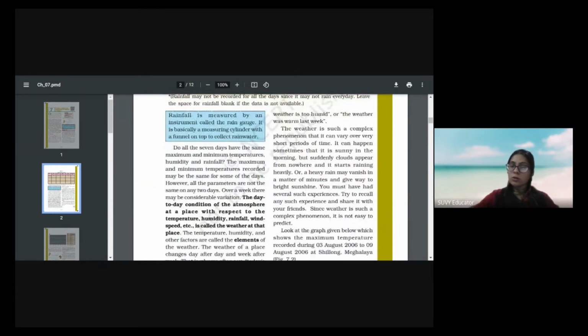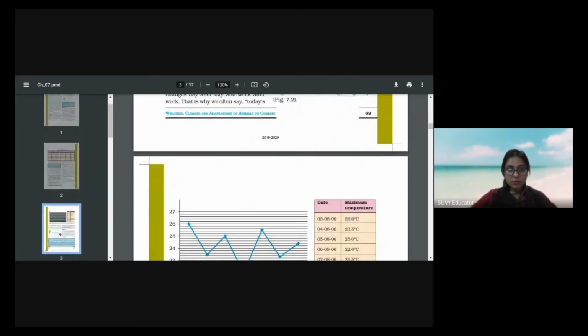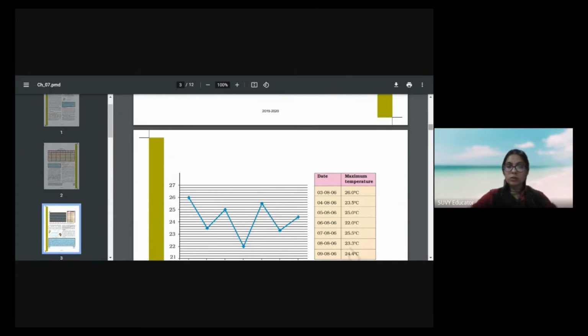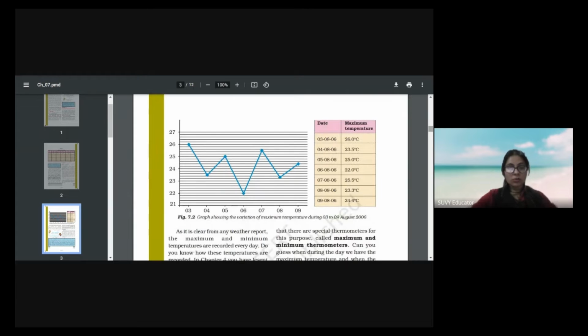Suppose you wake up early in the morning and see a hot summer day, and suddenly after 2 to 3 hours the rain starts. You cannot guess that. So weather can change within hours, within a day, and within a month. Okay, so I have told you what the weather is, the elements of the weather, and how weather can change.